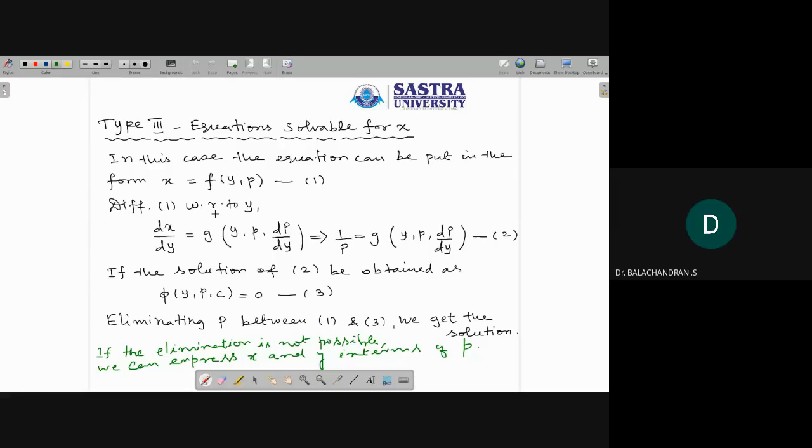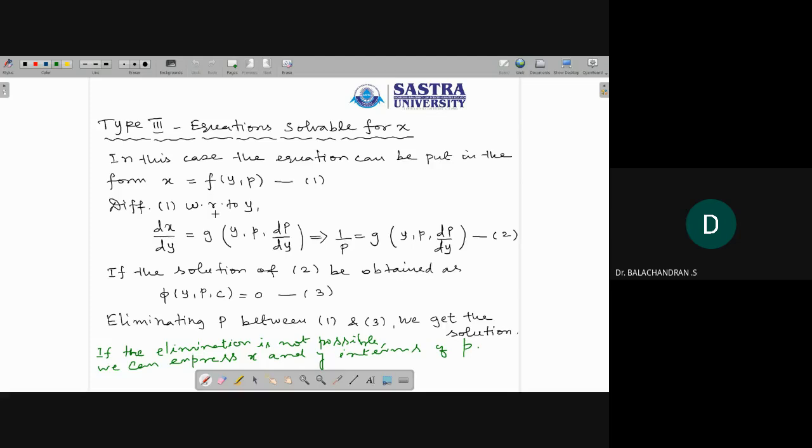So next, type 3. We discussed the equation solved for p, and then the equation solved for y. Now we are going to discuss the equation solved for x. In the equation solved for y, we differentiate the given equation with respect to x.